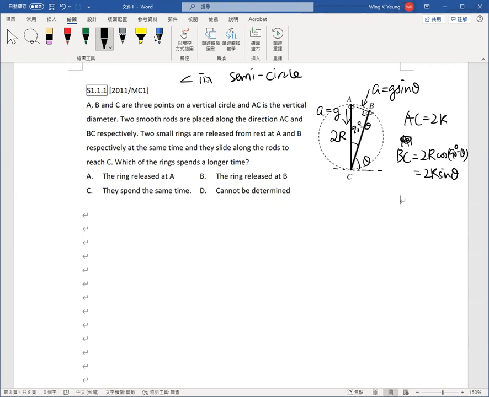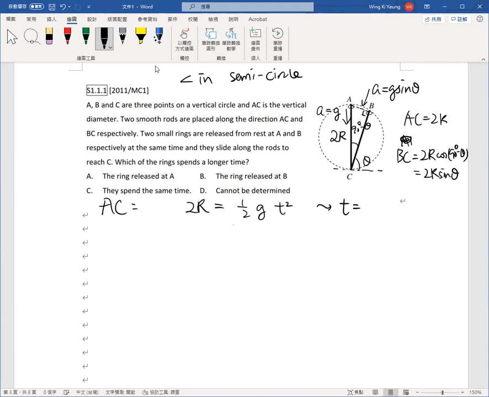Then let's find the time for the part AC. We know the u is 0. We have the acceleration, so we are using s equals ut plus half at squared.